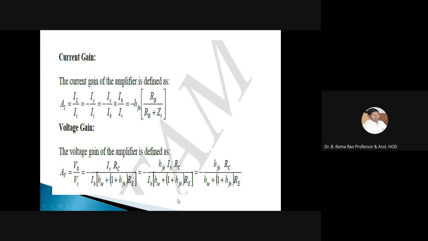So these are the values for the CE amplifier with emitter resistor.